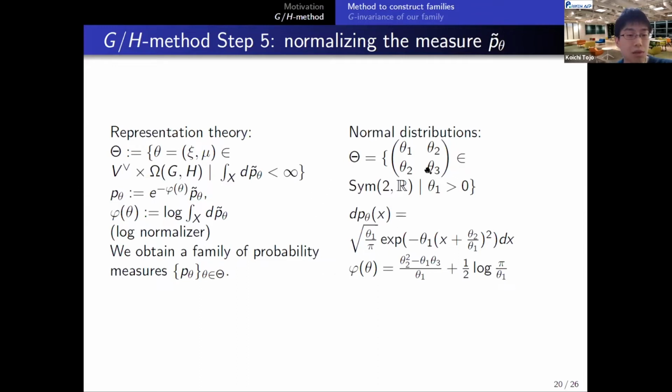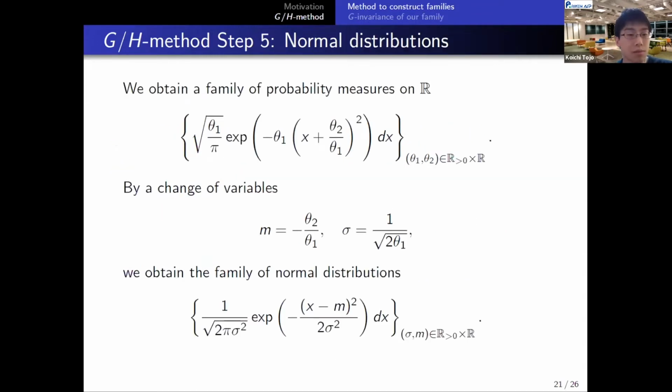On the normal distribution side, we can compute the parameter space, the log normalizer, and P theta like this. Namely, we obtain the family of probability measures on R as shown. Moreover, by changing variables here, we obtain the well-known form of normal distributions.